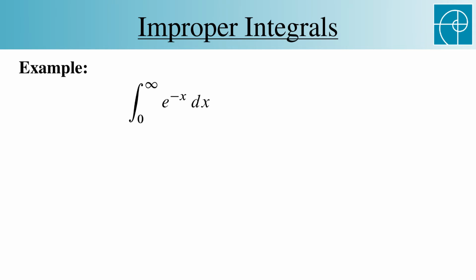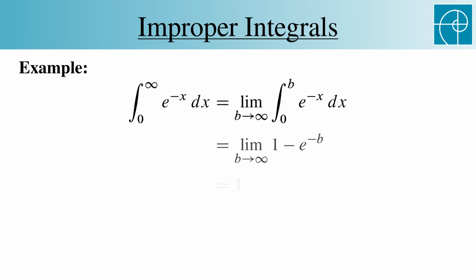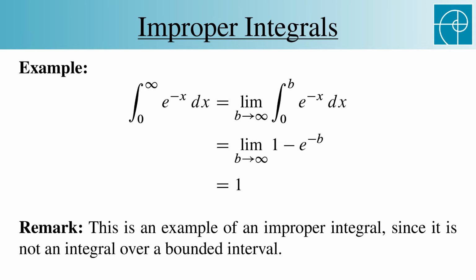Thus, returning to our example, the integral of e^(-x) from 0 to infinity is this limit, which, when we evaluate it, becomes 1. Note that this is an example of an improper integral, since it's not an integral over a bounded interval. Not all limits that result from improper integrals exist, as we can see with the following example.